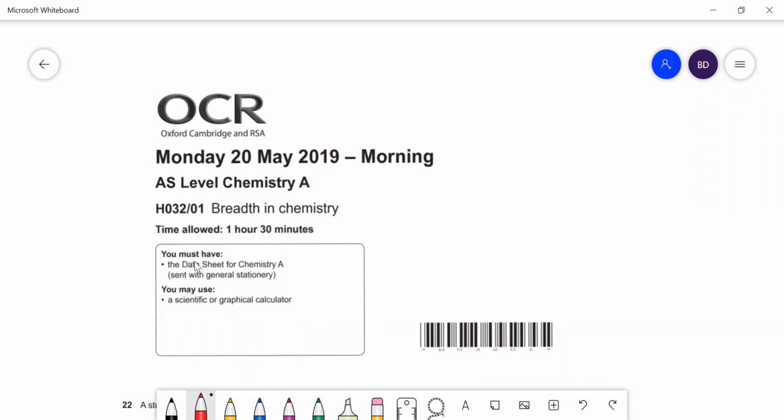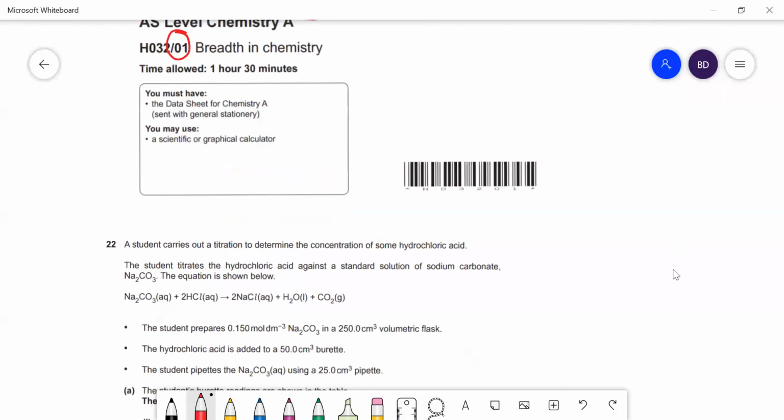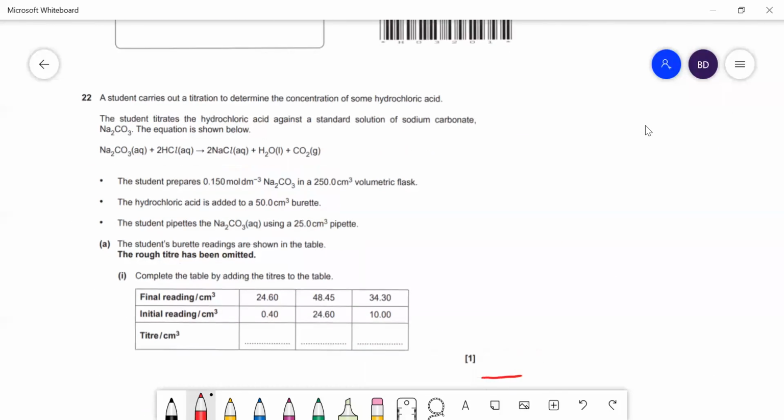In this video, I'm going to go through the OCR AS-level chemistry paper. This is paper 1, the 2019 paper, and this is the second half of the paper. I did the first half in an earlier video. So starting off here with question 22 about titration.